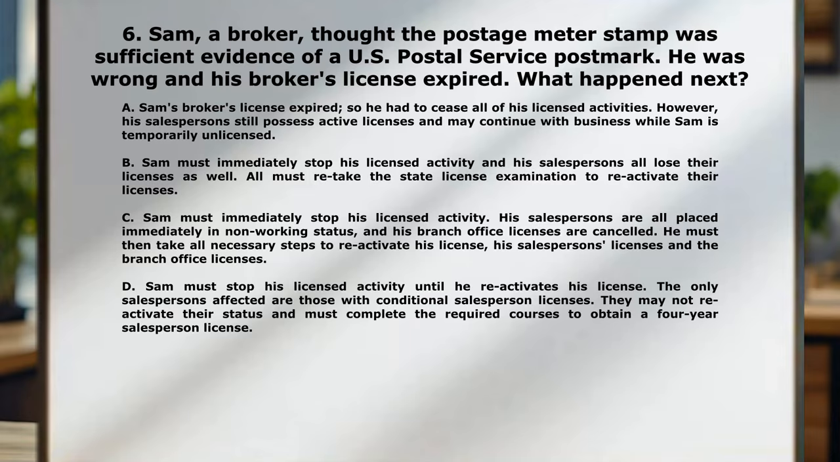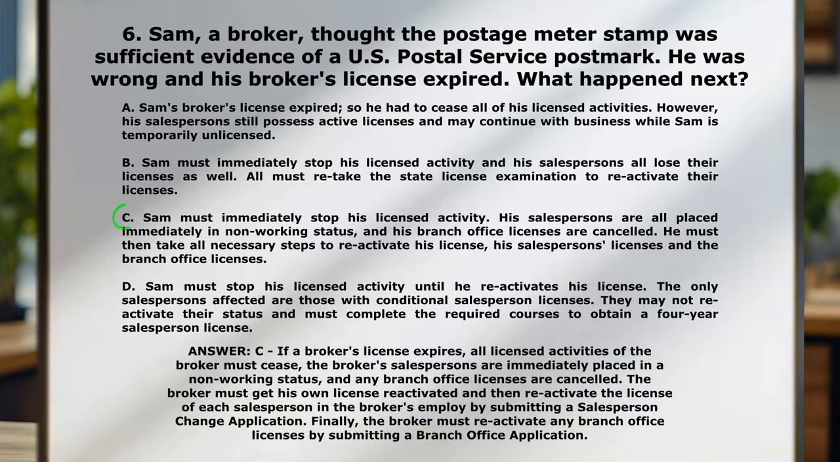Wow, there's a lot to break down in this. The answer is C, and we'll cover why. So let's take a step back before we go into this one. Just keep in mind, California salespeople, their license is hung at a broker. So in this specific example, we're talking about Sam, who is a broker. And so when a broker's license expires, all license activities of the broker must cease. So the broker's salespersons are immediately placed in a non-working status, and any branch office licenses are canceled.